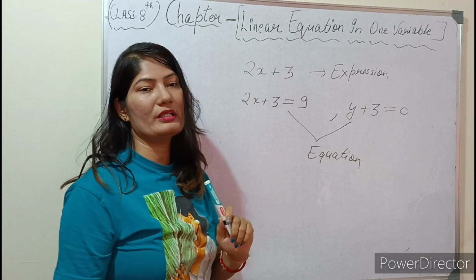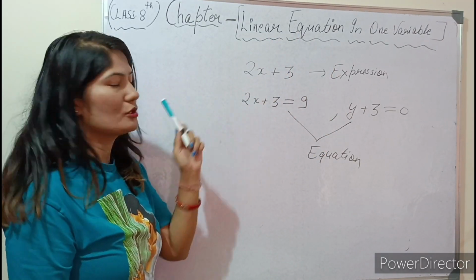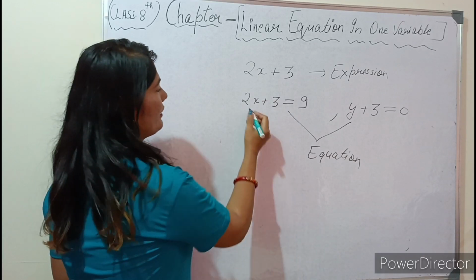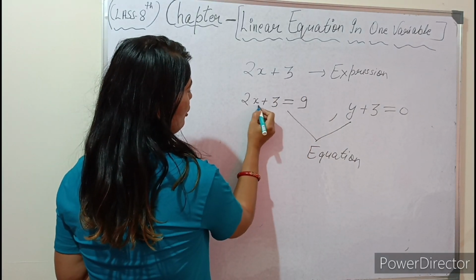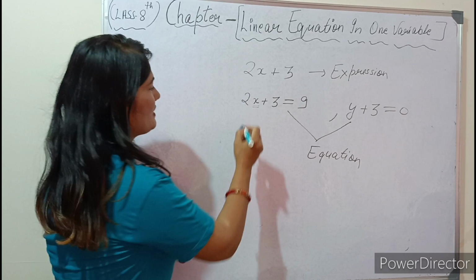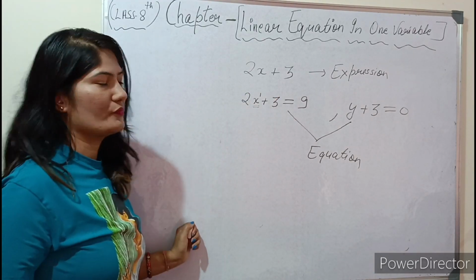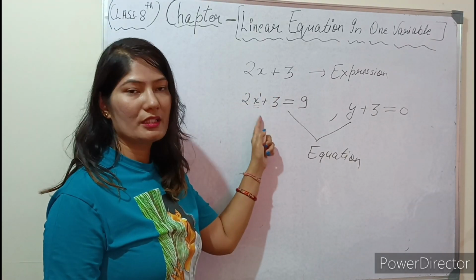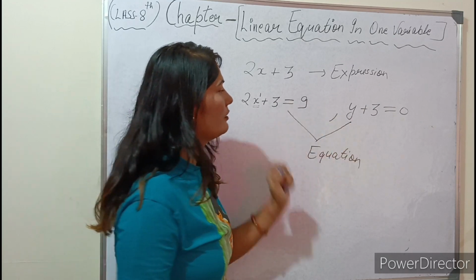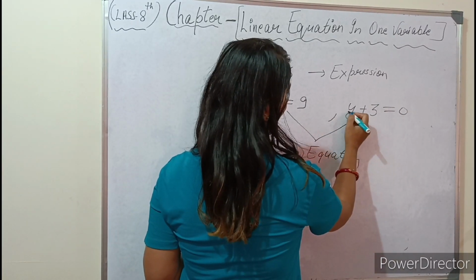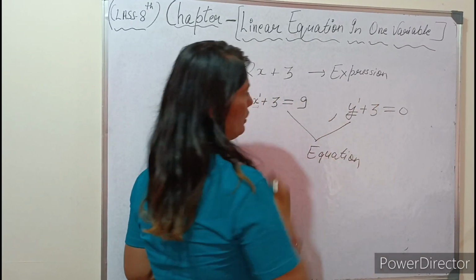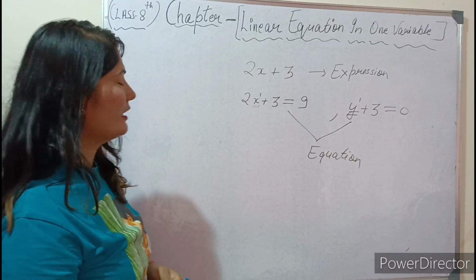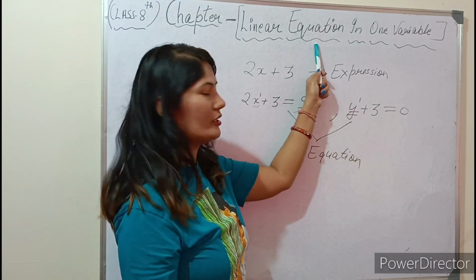So here linear means the power of the variable is always 1. You will see here in this equation there is only one variable x and its power is 1. So we can say that this equation is a linear equation. Same here, there is only one variable y and its power is 1. So again we can say that this equation is a linear equation.